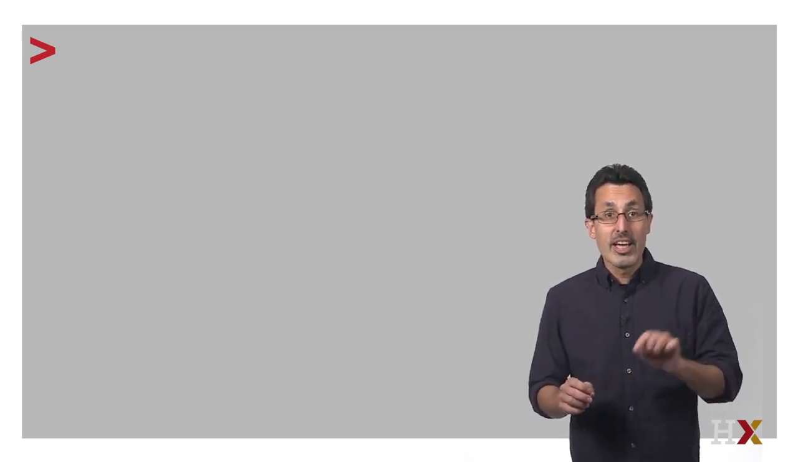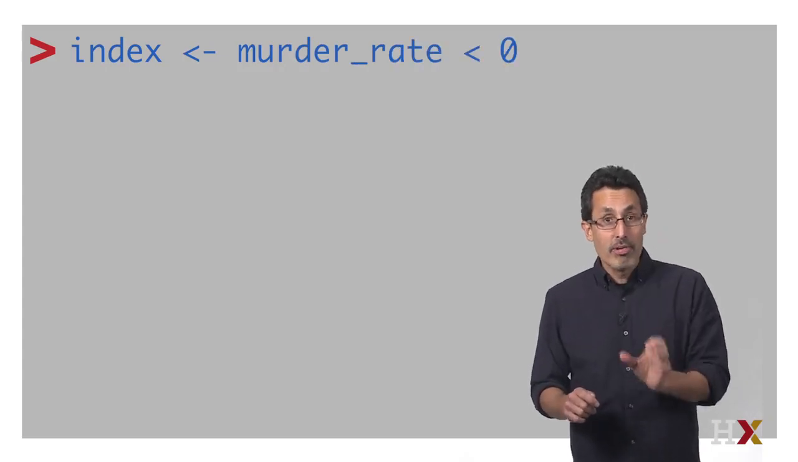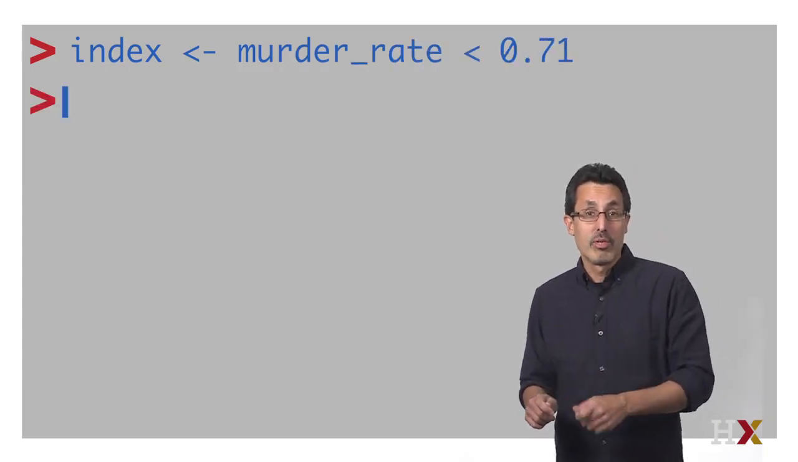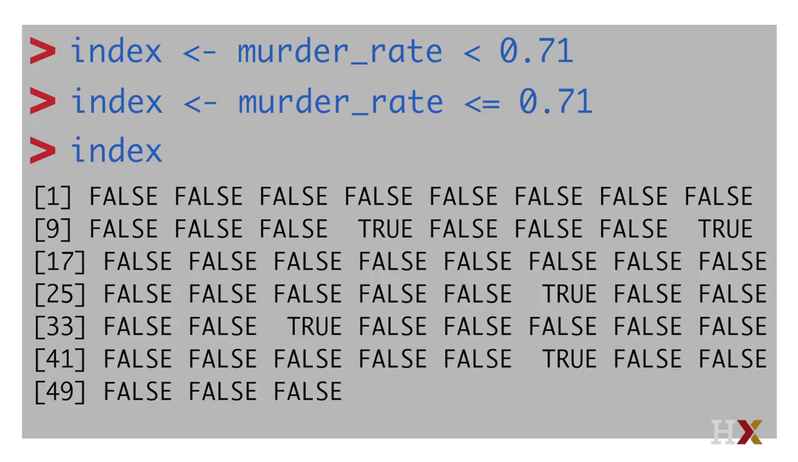For example, if we compare a vector to a single number, it actually performs the test for each entry. Here's an example related to the question above. We're going to define index as the murder rate smaller than 0.71, or if we want to know if it's less or equal, we can use less than or equal. Here's a result of this operation. We can see that the 51 entries are either false or true. The entries that are true are the cases for which the murder rate is smaller or equal than 0.71.